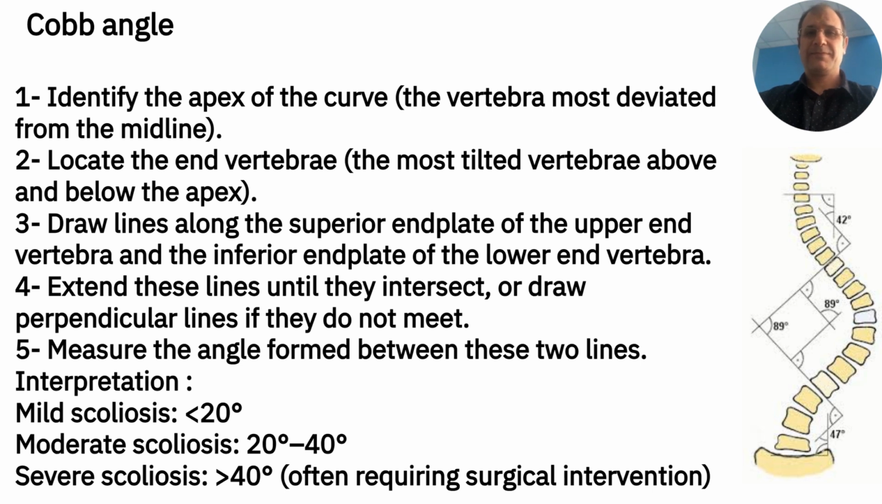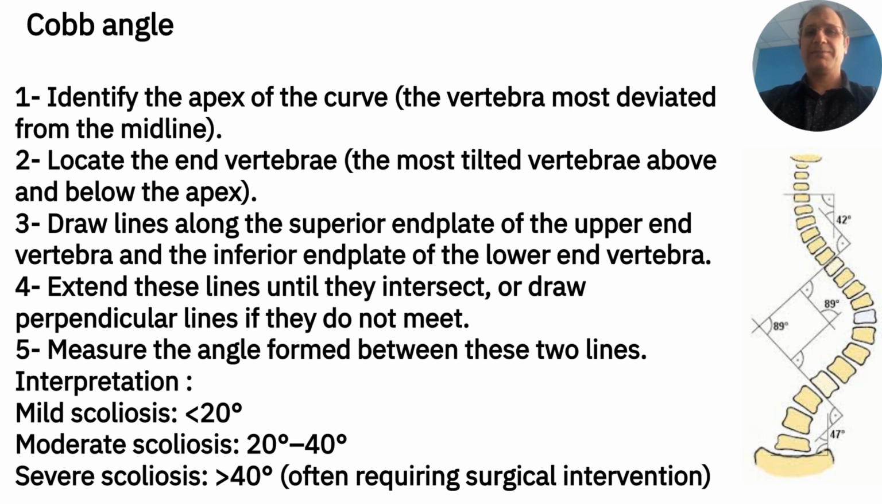2. Locate the end vertebrae, the most tilted vertebrae above and below the apex. 3. Draw lines along the superior end plate of the upper end vertebra and the inferior end plate of the lower end vertebra. 4. Extend these lines until they intersect, or draw perpendicular lines if they do not meet. 5. Measure the angle formed between these two lines.